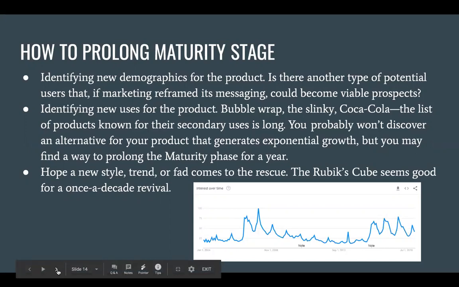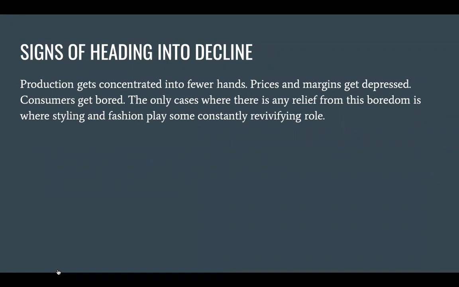Okay. So signs of heading into decline when the production gets concentrated into fewer hands, prices and margins get depressed, and consumers get bored. The only cases where there's any relief to this boredom is where styling and fashion play some constantly reviving role. So basically, Forever 21, they try to make their products better than others by putting weird words on them. I don't really like them. So I guess they're trying to stop their consumers from getting bored, but yeah, it's not really working.